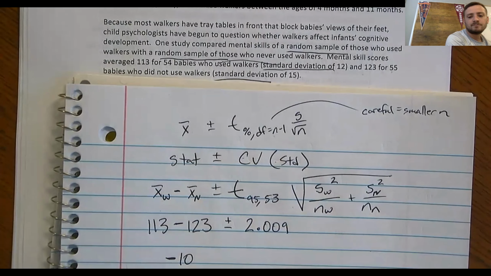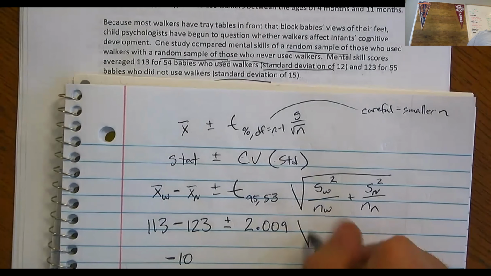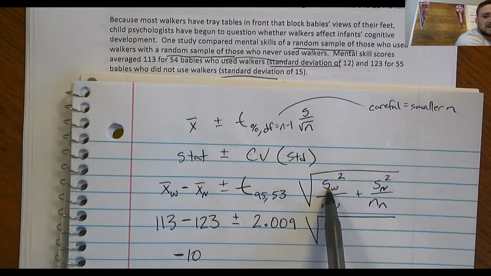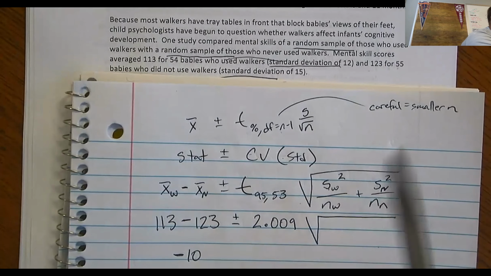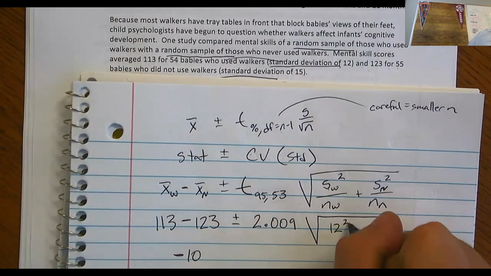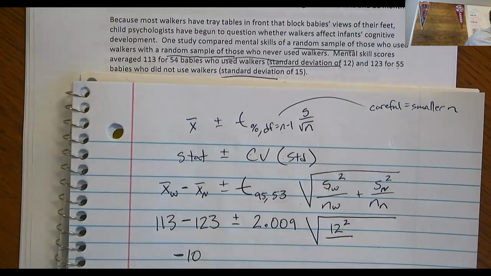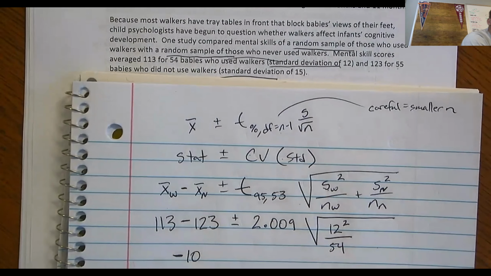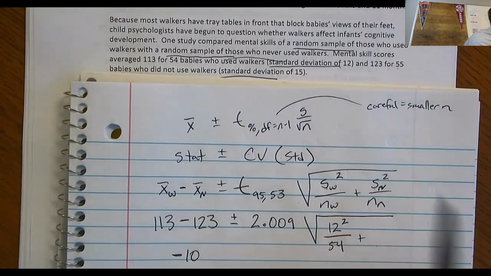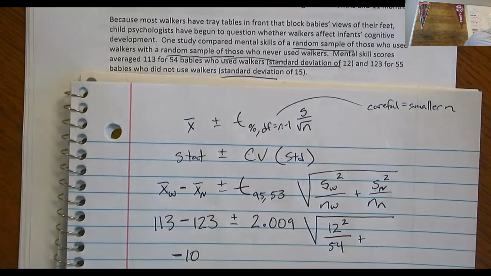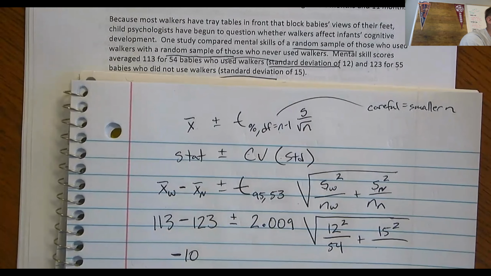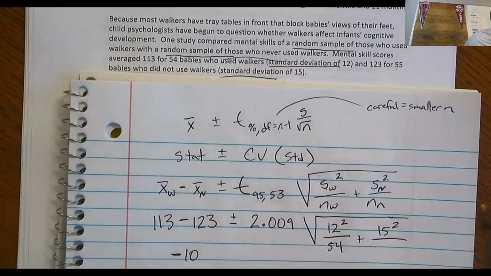So the t-score that we're going to use is 2.009. Then for my standard deviation formula, we have the square root of the standard deviation for my sample of walker babies. My walker babies had a standard deviation of 12. So we have 12 squared over the sample size for my walker babies, which was 54, plus the sample standard deviation for my non-walker babies, which is 15 according to the problem. We square it, and then we divide by the sample size of my non-walker babies, which was 55.